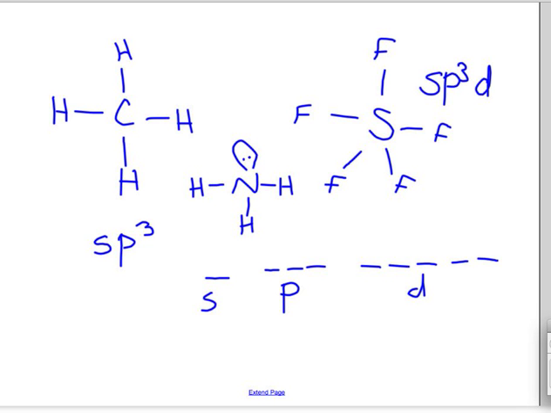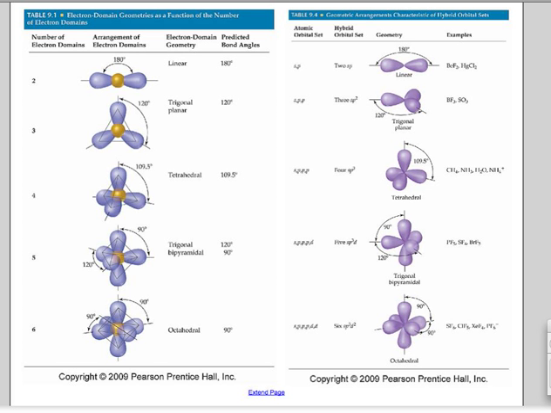So it's not really hard, and there's actually a little chart in your packet, and I'll come back to the last page here, and it shows you which ones are which. But you do need to know, if I say, what is ammonia, that it is an sp3 and that there are 4 hybrid orbitals going on. And if I say BF3, you need to know, oh, that's sp2 and there are 3 hybrid orbitals.